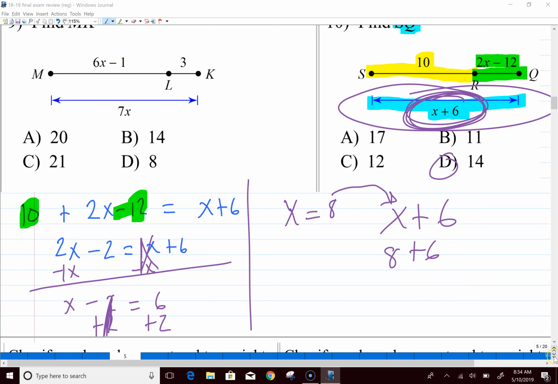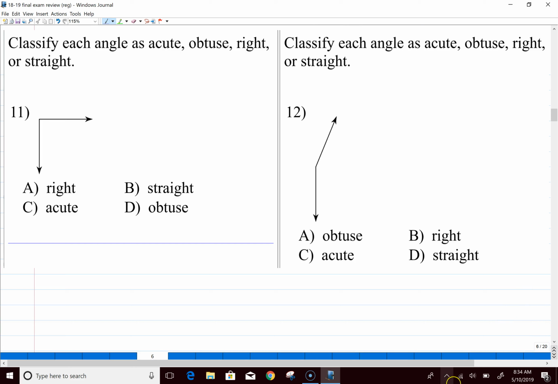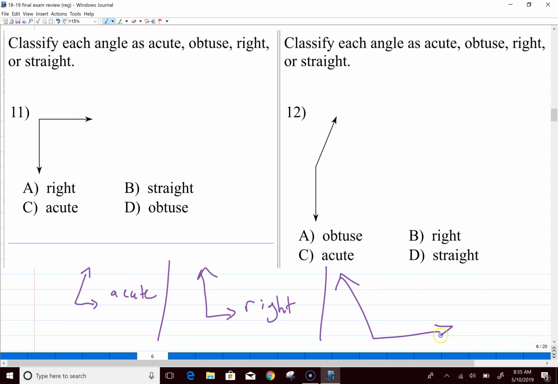Number 12. Classify each angle. If you don't know, a baby angle is acute. An angle that is perfectly like this is a right angle. And then, of course, something bigger than this, like, I don't know, that would be obtuse. Oh, and if you get one that's this way, that's a straight angle. So what does this look like? It looks like the obtuse, so this is an obtuse angle.